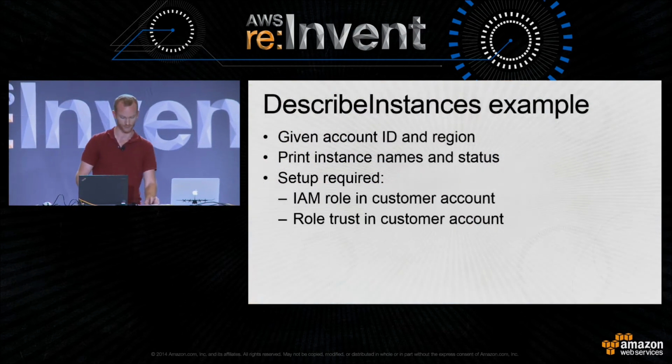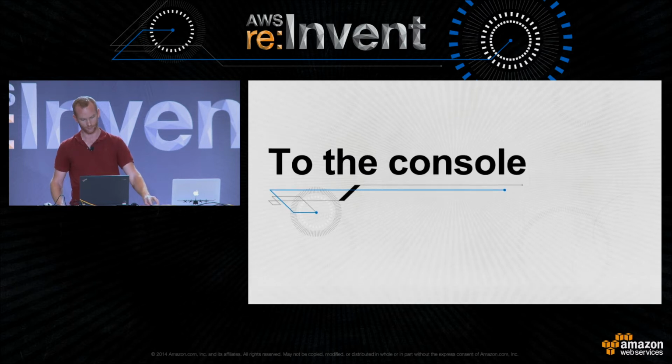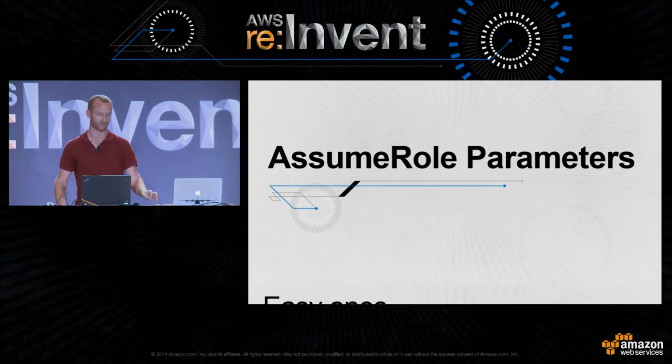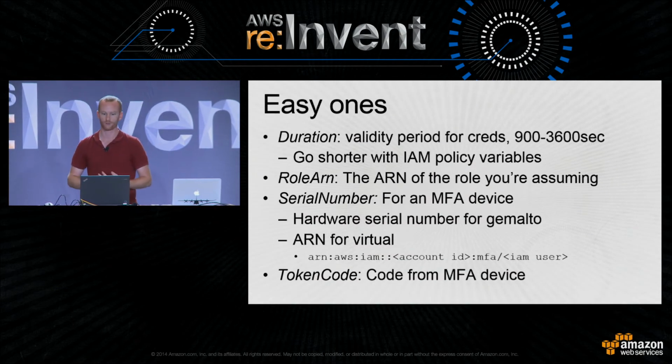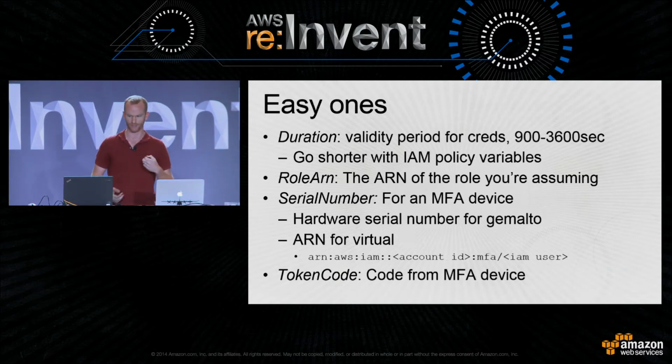Great. That was our describe instances example. Where are we going next? We already went to the console. Assume role parameters. Here we go. We're going into all of them. Here are 4, and then I think we're going to talk about 2 or 3 other ones in extreme depth.